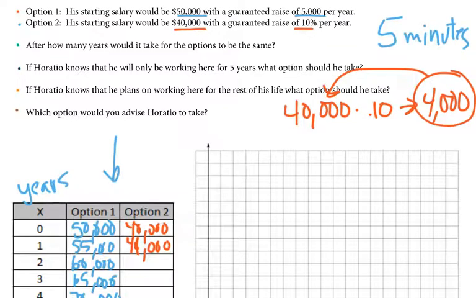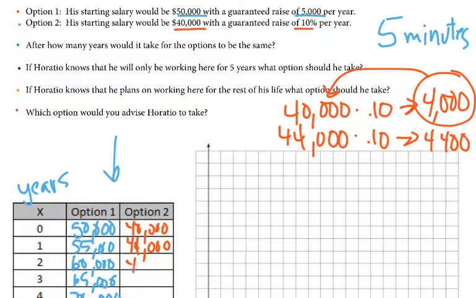But then that new number you're going to multiply by 10%. So the next year, you're actually earning a raise of 4,400, and so it would be 48,400. Essentially what we've got going here is that we're increasing by 10% each year.